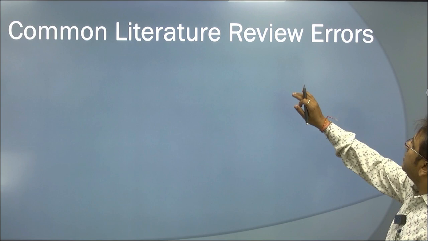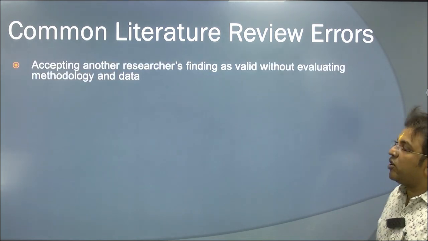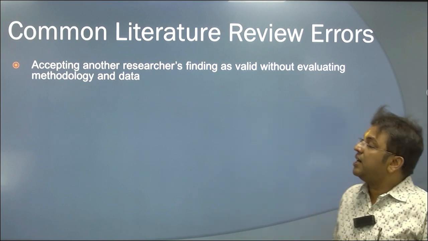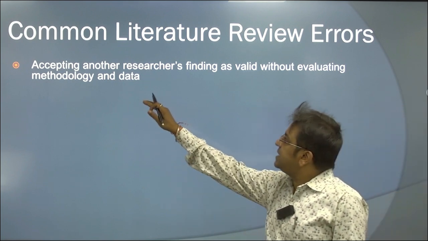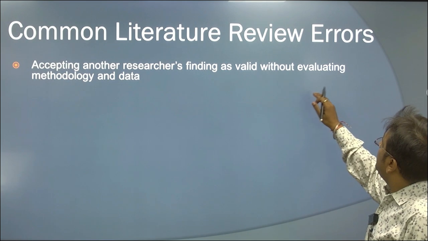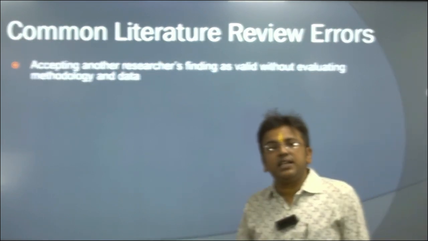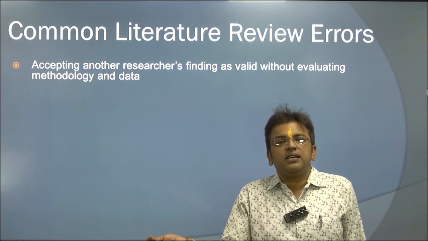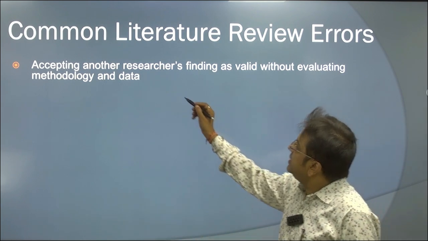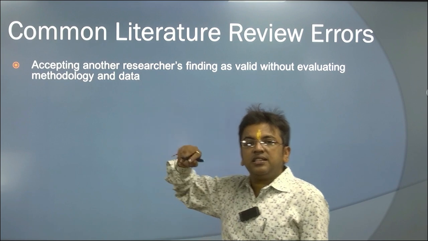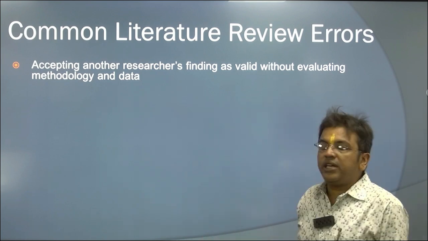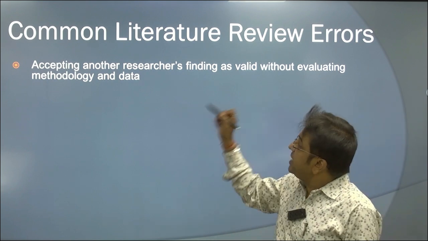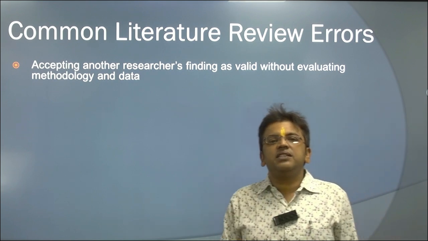Now, common literature review errors. What are the errors which a researcher finds while conducting a review of literature? The first one is accepting another researcher's findings as valid without evaluating methodology and data. If you say that the past research is altogether right, you have to see what the researcher has done, what methodology he has adopted, and from where data has been collected. If everything is relevant, you can say it is a valid study.